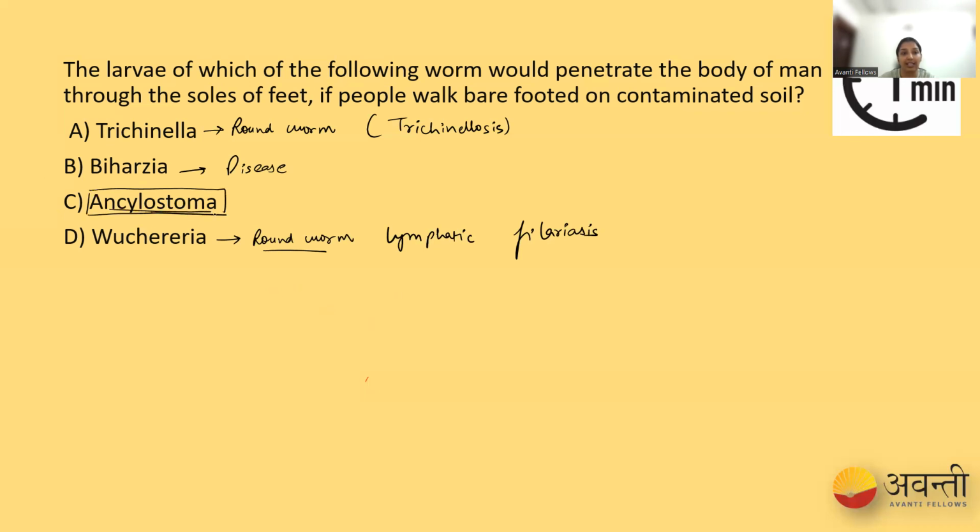But Cyclostoma is the one which enters the body of the human through the soles of the feet if the people walk barefoot on the contaminated soil. So Cyclostoma is the one which causes a disease known as cyclostomasis, and in this disease, at the site where this pathogen or the roundworm entered, it causes rashes. Along with that, it also causes abdominal pain. So the correct option for this question is option number C, which is Cyclostoma.